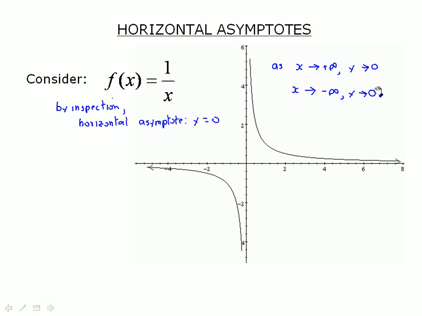So that's fairly typical for a horizontal asymptote, and to formalize this, the limit of 1 over x as x increases without bound is 0, and then the limit as x decreases without bound is also equal to 0. So that's a fairly routine one, and very often you can make these calls by inspection.